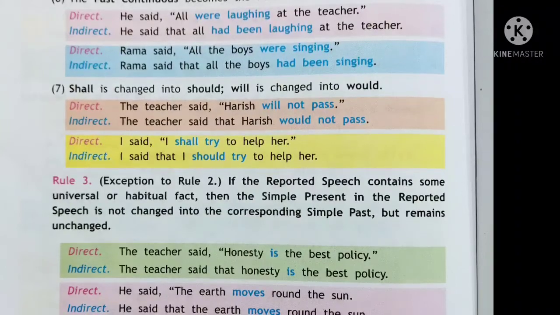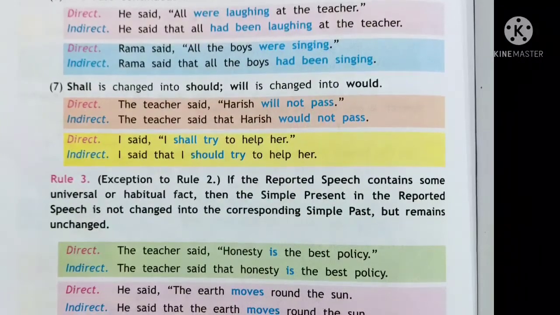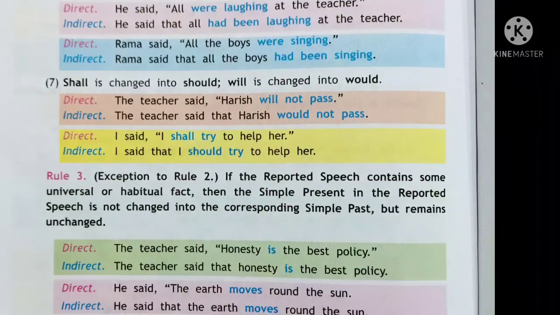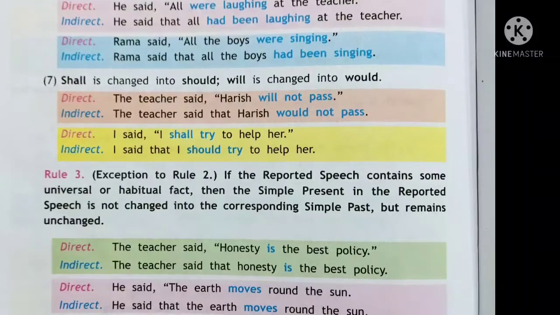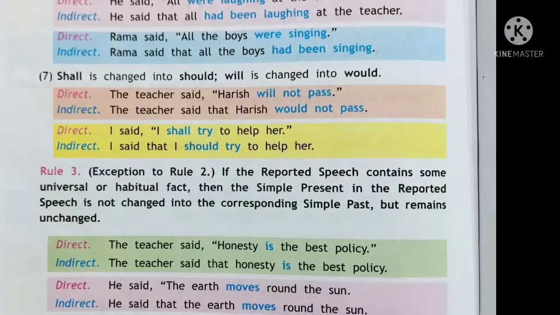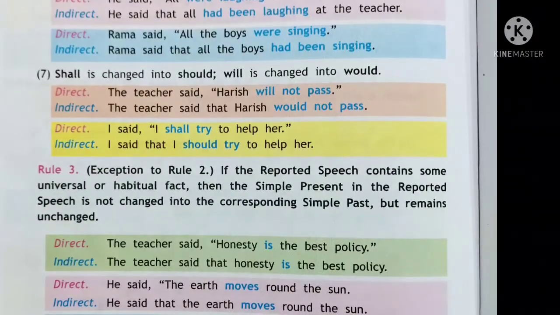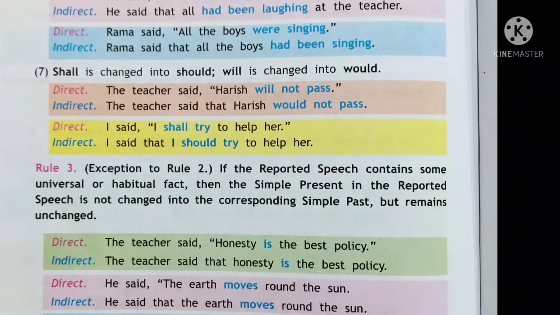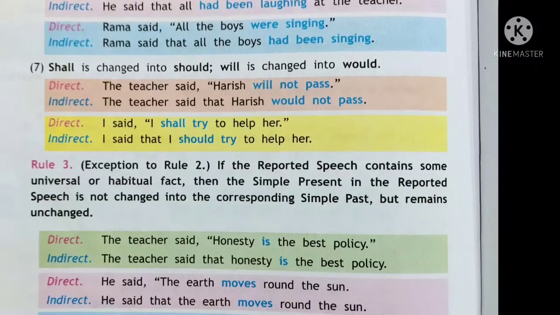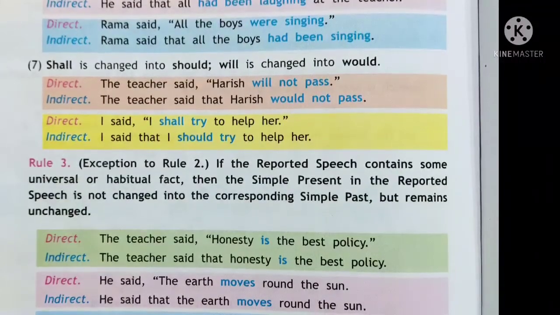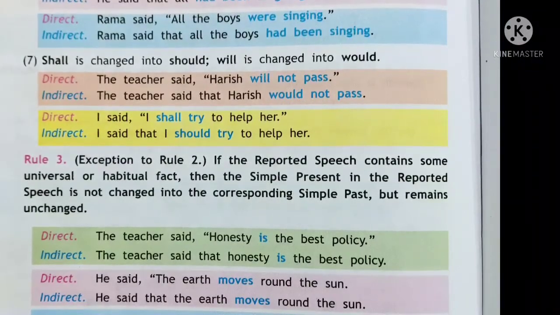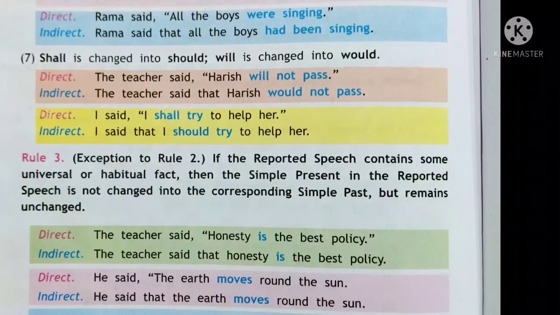Remember students, the simple present in the reported speech is not at all changed into the corresponding simple past, but it remains unchanged. When we take this simple example in your book, the teacher said, honesty is the best policy. As you all know, we cannot change the quality, so it remained unchanged. That is, the sentence will be, the teacher said that honesty is the best policy. But there are a few exceptions to these rules that we have all discussed till now.